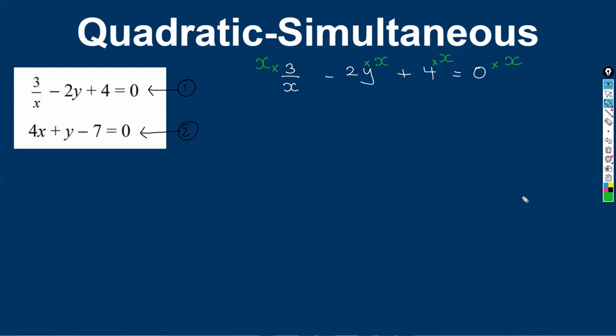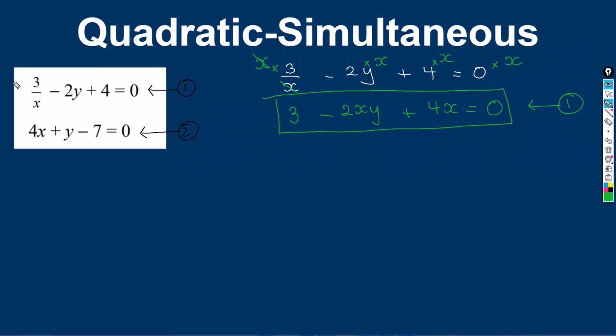Now, by doing that, you will notice that the x and the x will cancel out here, just leaving you with 3 minus 2 multiplied by yx, which is 2xy or 2yx. The order doesn't matter. You have 4x here, and 0 by anything is 0. All right? So now you have a proper looking equation 1. So I would consider this to be my equation 1 now, right? I actually don't care about this guy anymore.